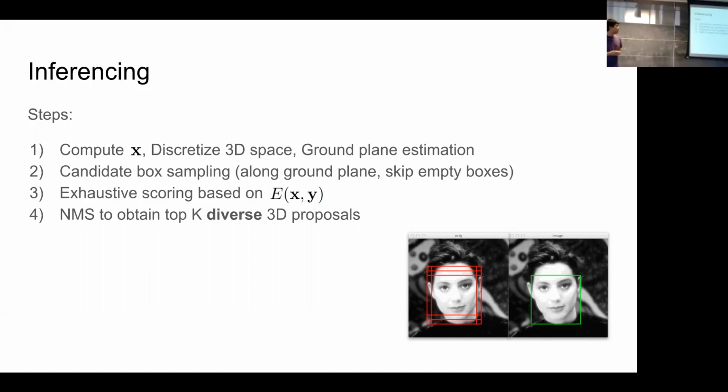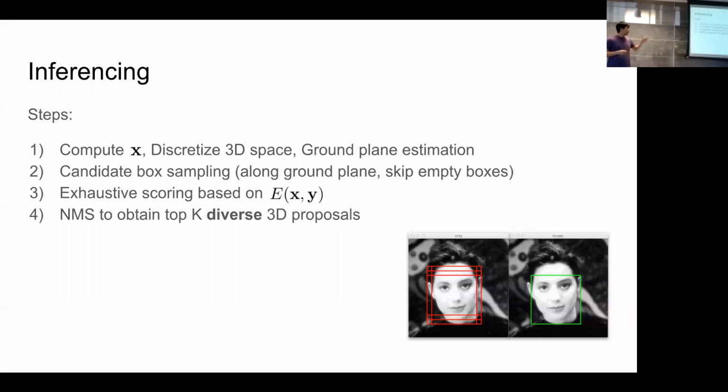Second, they do the candidate box sampling, which is a sort of random sampling, except they reduce the search space based on the fact that the car should be on the ground plane. So they remove the z-axis, the height axis, then skip any of the empty boxes, because we know that empty boxes shouldn't really be in an object, right?